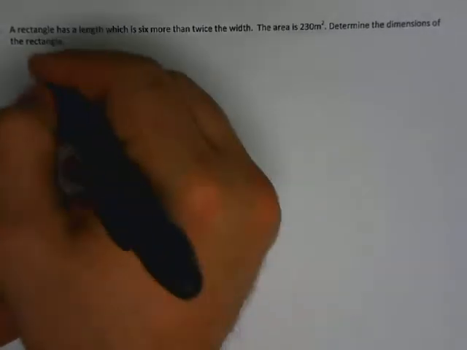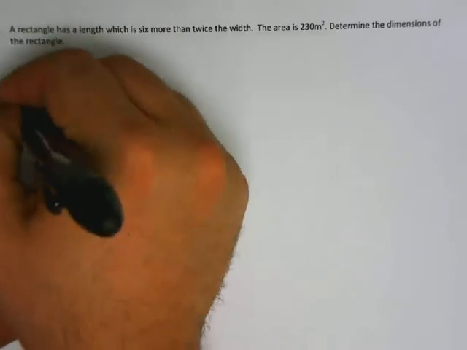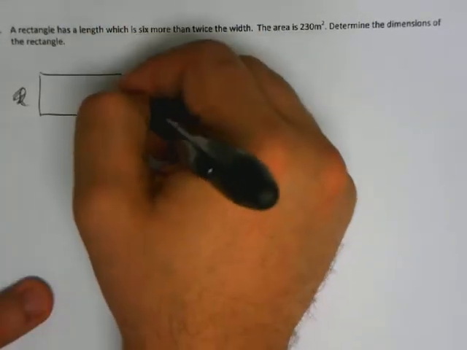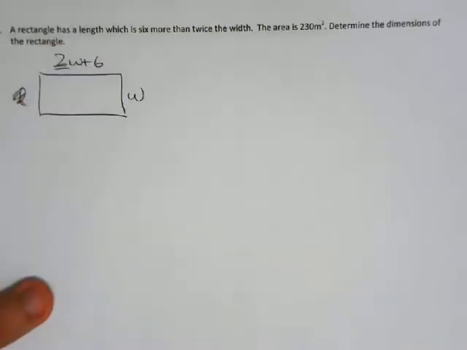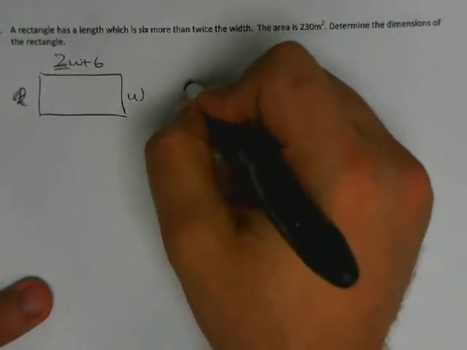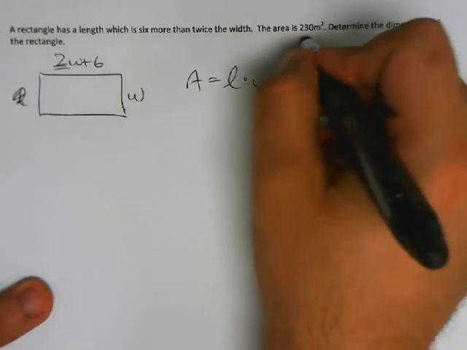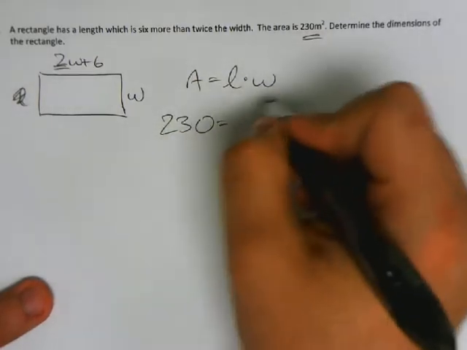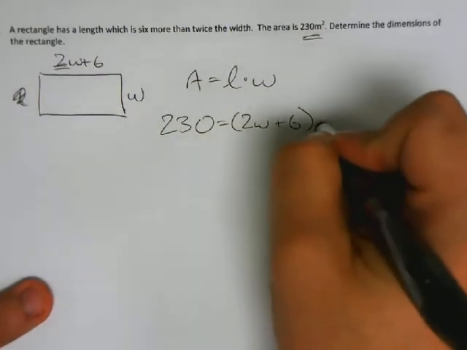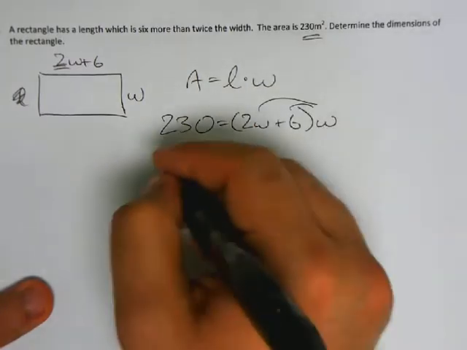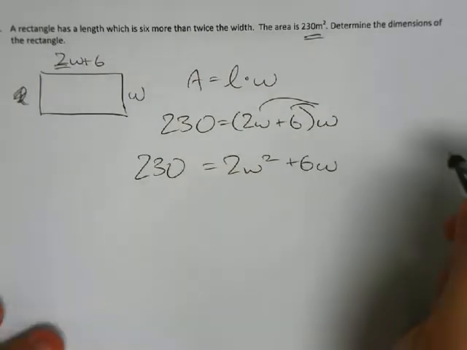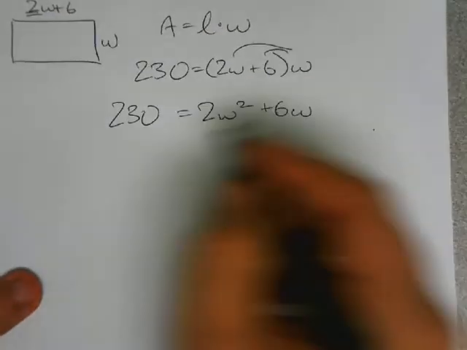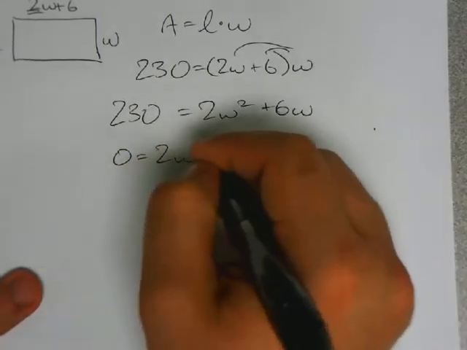Next question says, a rectangle has a length which is 6 more than twice the width. So rectangle, it has a length, it has a width, and then it has a length which is 6 more than twice the width. This too, most people forgot. So I know that the area is length times width. Well, the area is 230, the length is 2w plus 6, and the width is w. So now if I expand and simplify, I get 230 is 2w squared plus 6w. Now I know that I want to move everything to one side, so I get 0, so I subtract 230 from both sides.